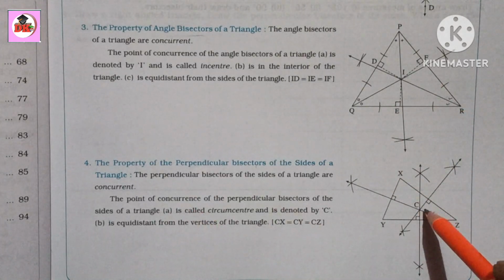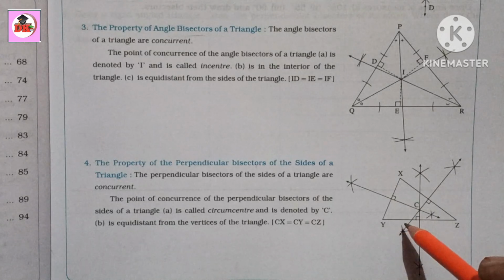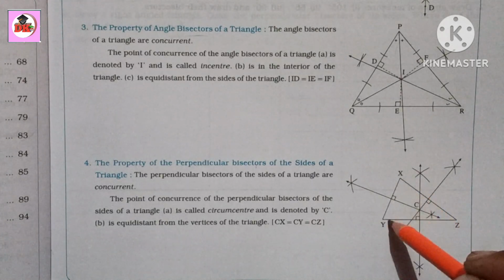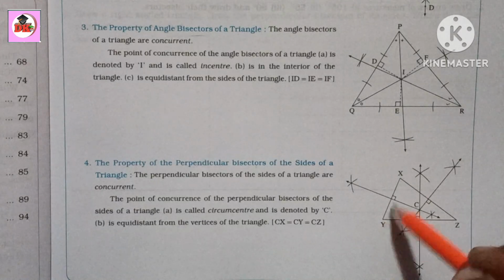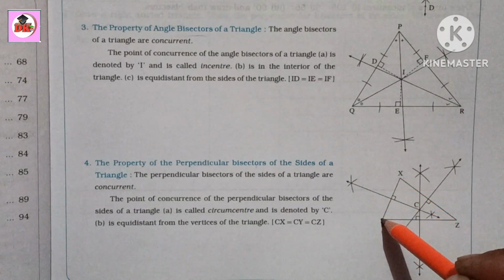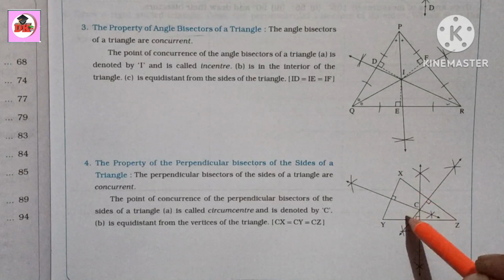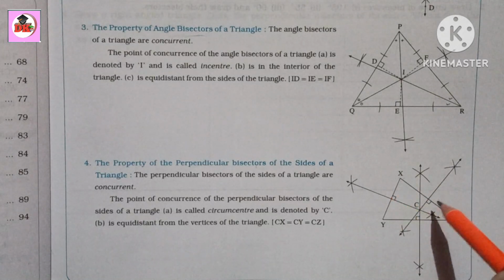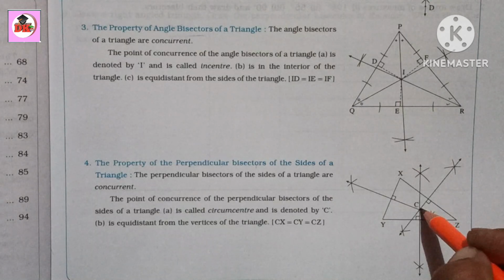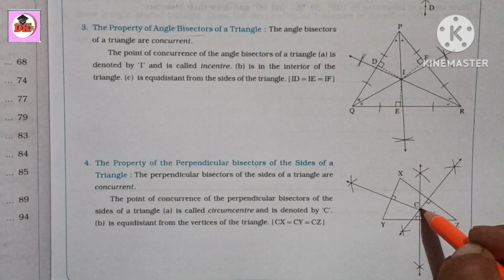But in this diagram, we draw the perpendicular bisector. You take a measurement XY, any measurement more than half, and bisect this line segment. And on these three sides also, taking the same measurement, we draw the point. This point we call the circumcenter.